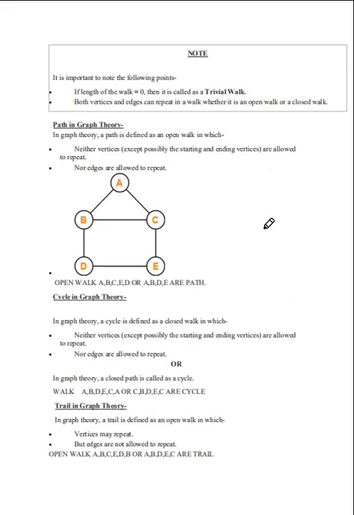Now come the different types of open walk and different types of closed walk. We call it a path. Now what is a path? A path is an open walk where neither vertices nor edges are repeated.